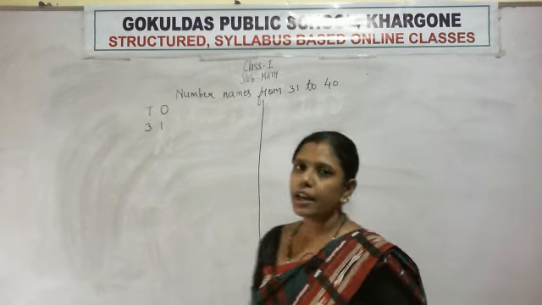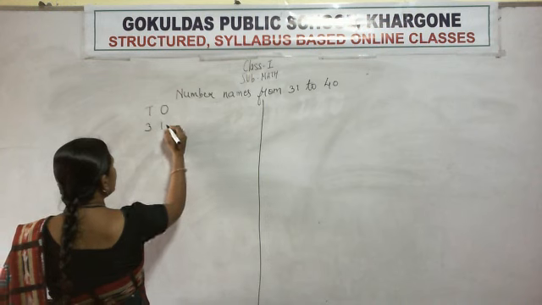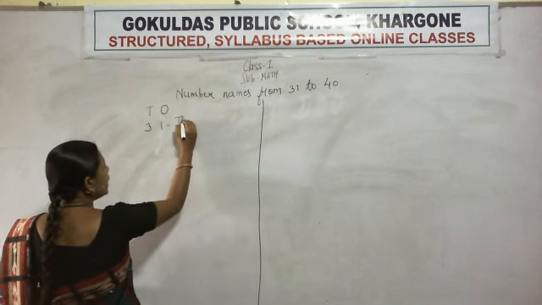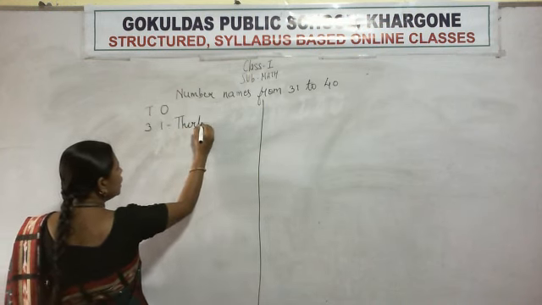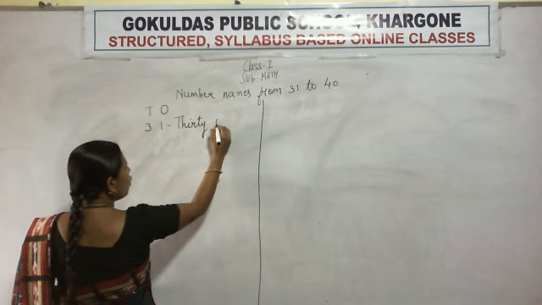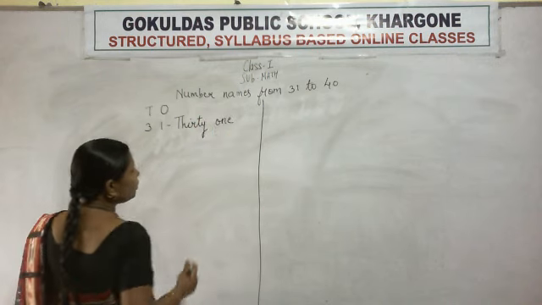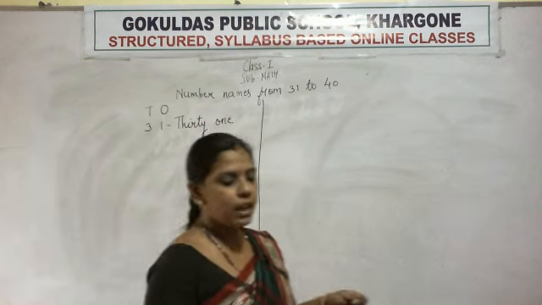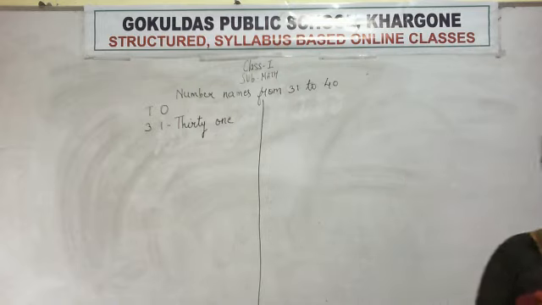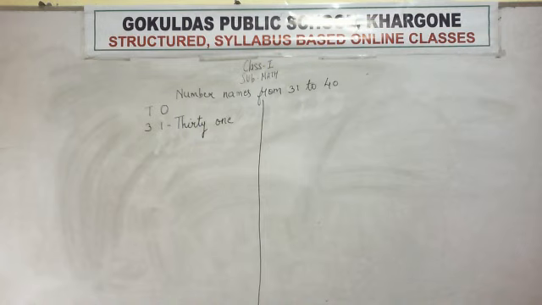So 31. Write the spelling of 31. THIRTY, 30. ONE, 1. 31. Copy this spelling from the board. 31. THIRTY, 30. ONE, 1. 31.